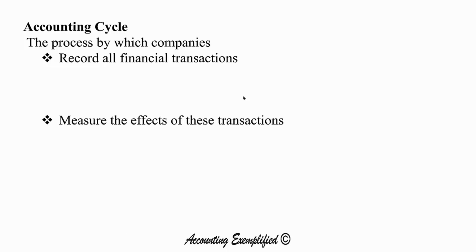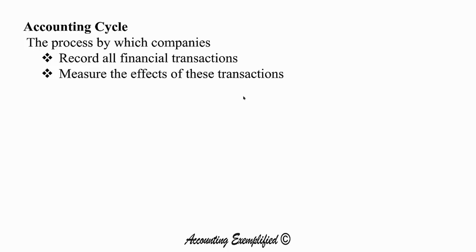Accounting cycle is the process by which companies record all the financial transactions, including the adjusting entries, measure the effects of these transactions, that is, they evaluate the effect of these transactions on the company's financial condition, and report them in the financial statements.